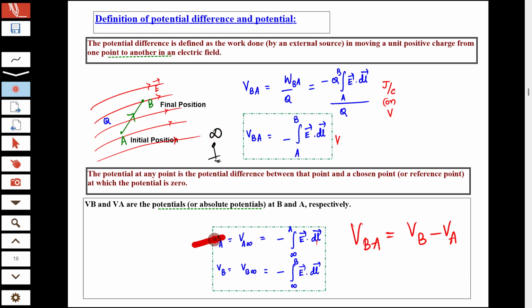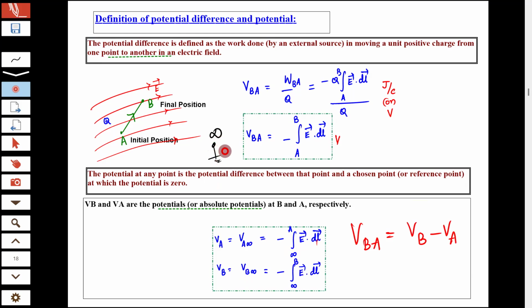Now, in terms of these two absolute potentials, we can find the difference in potential between point A and B. That is, VBA can be written as VB minus VA. If I know the potential at B and if I know the potential at A, the difference of these two will give this actual VBA, which we are trying to measure by taking integration with initial point A and final point B. So this can be proved by taking the intermediate point at infinity.